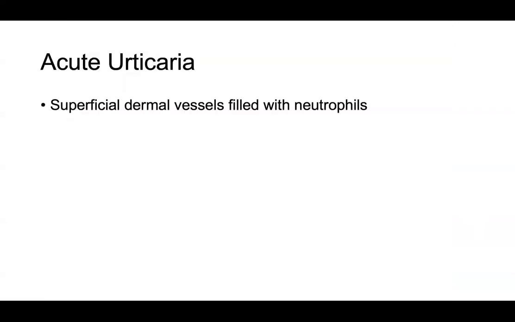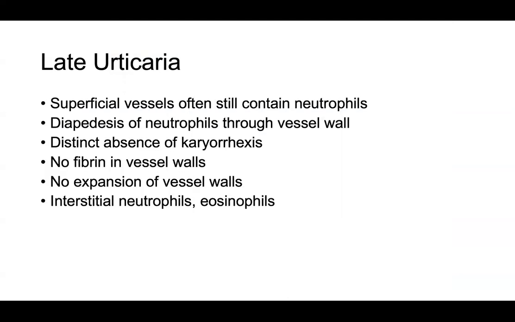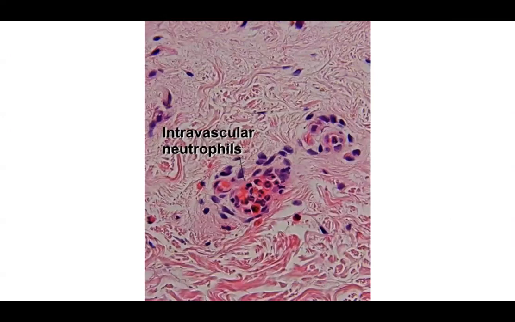Moving on to acute urticaria, superficial dermal vessels are filled with neutrophils. Your differential diagnosis for normal skin on histology includes urticaria because it can look very nondescript. You just find some marginating neutrophils in the vessels, as you can see here. So most of this biopsy looks pretty unrevealing on low power and on high power.